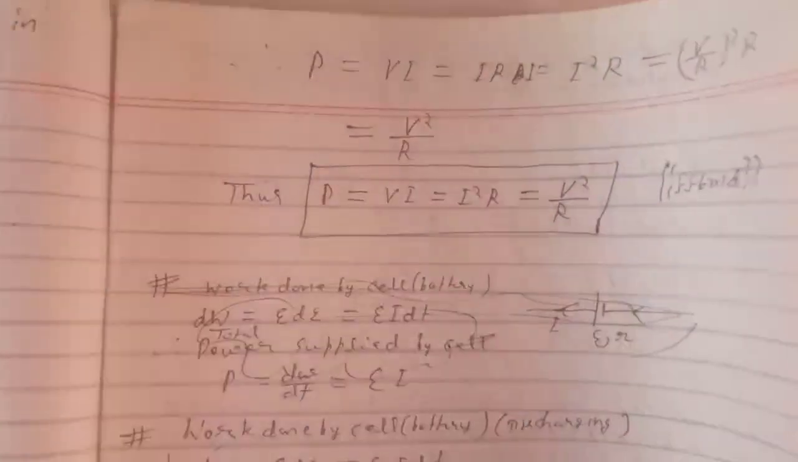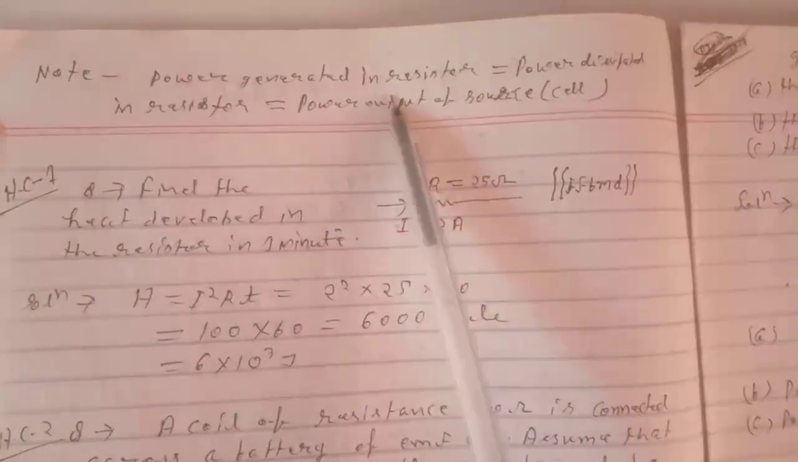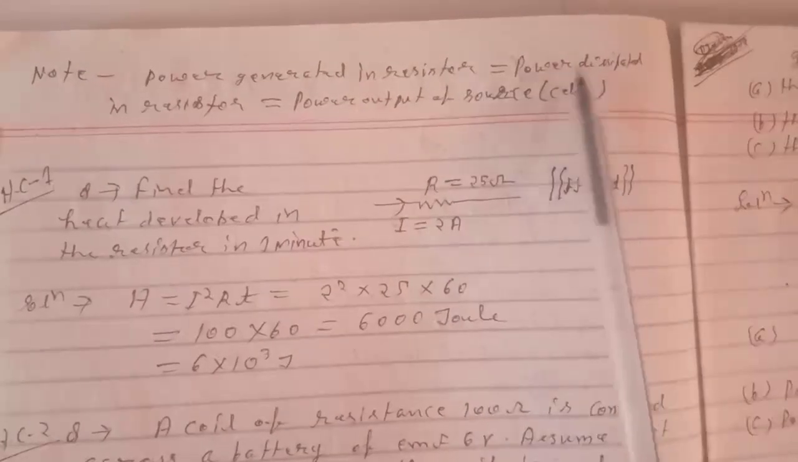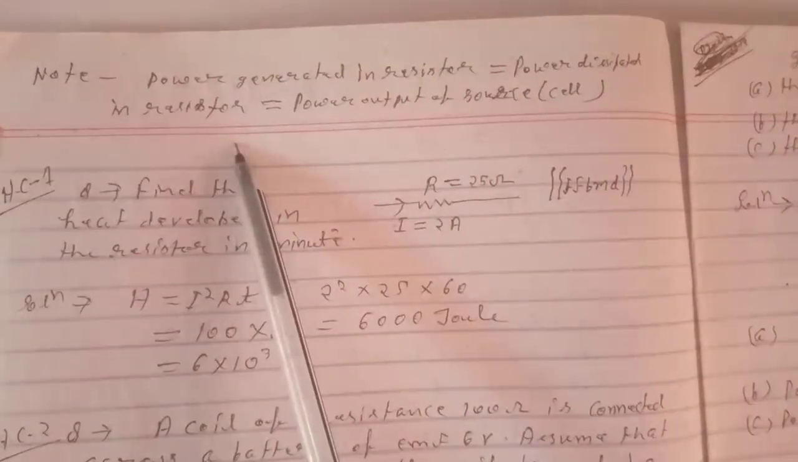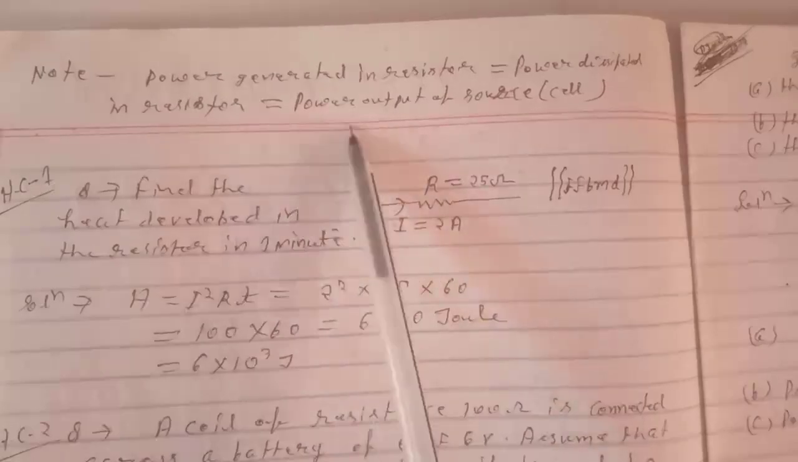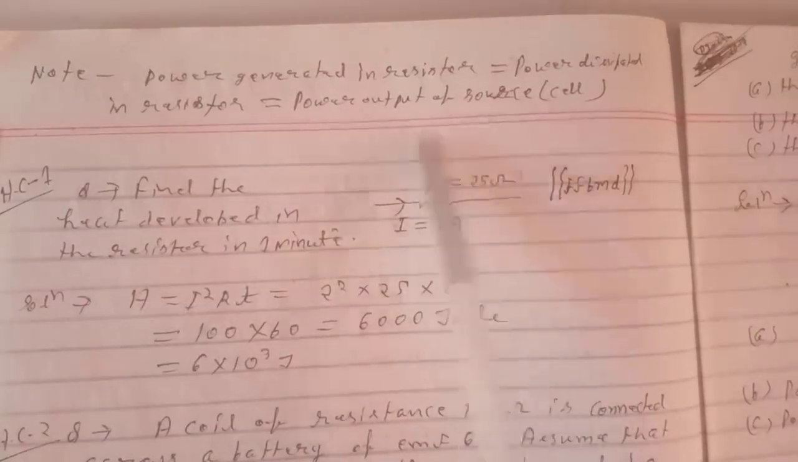So our next note: power generated in the resistor equals power dissipated in the resistor, or equals power output of the source cell.